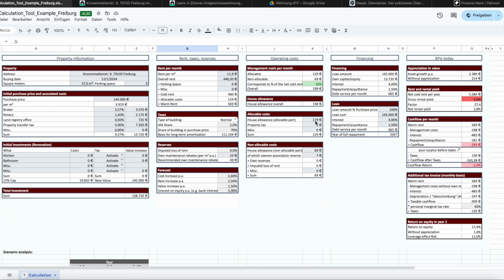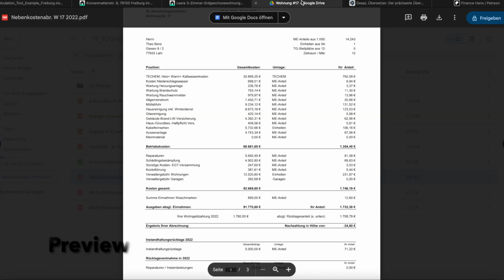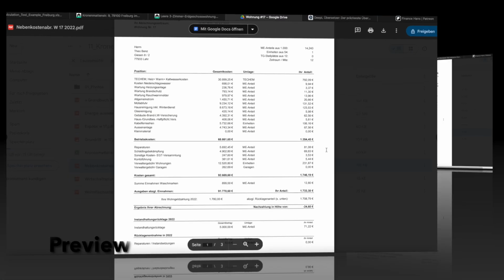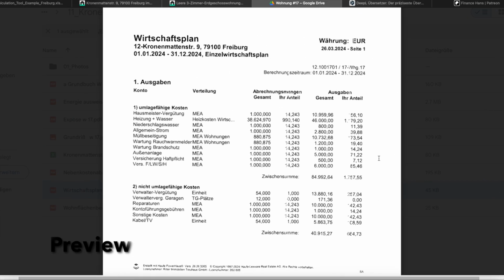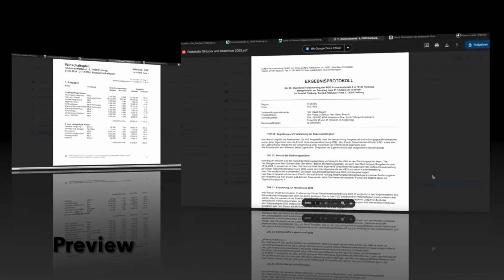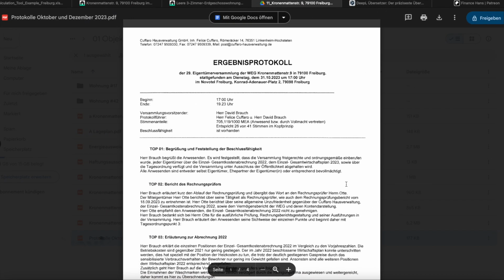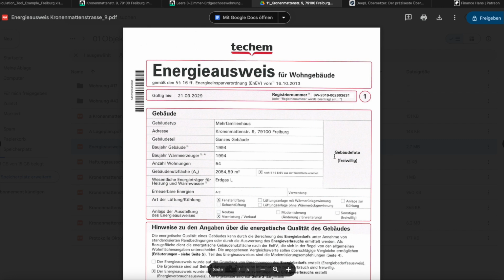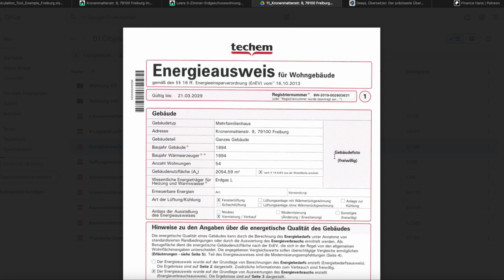What you need for these are the allocable costs and the non-allocable costs, and these ones are stated in the cost statement. And the amounts shown in the Wirtschaftsplan are usually also in line with the ones shown in the cost statements, which we just looked at, for example. And this is, for example, what one of these protocols would look like. And this is what one of these Energieausweis looks like.